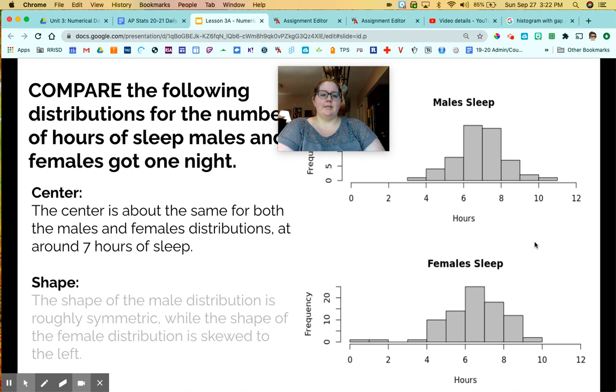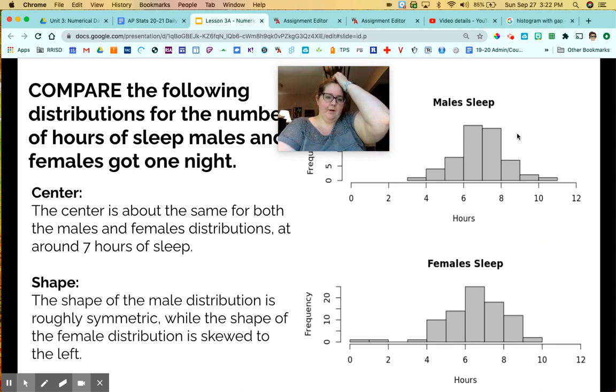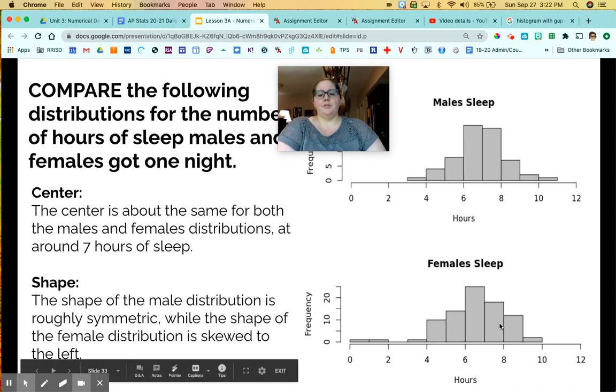For shape, I would say that the male distribution is definitely roughly symmetric. The female distribution is a little bit more skewed to the left, but you could also possibly call that roughly symmetric and just mention these two values as outliers or possible outliers. I would take symmetric on that one.